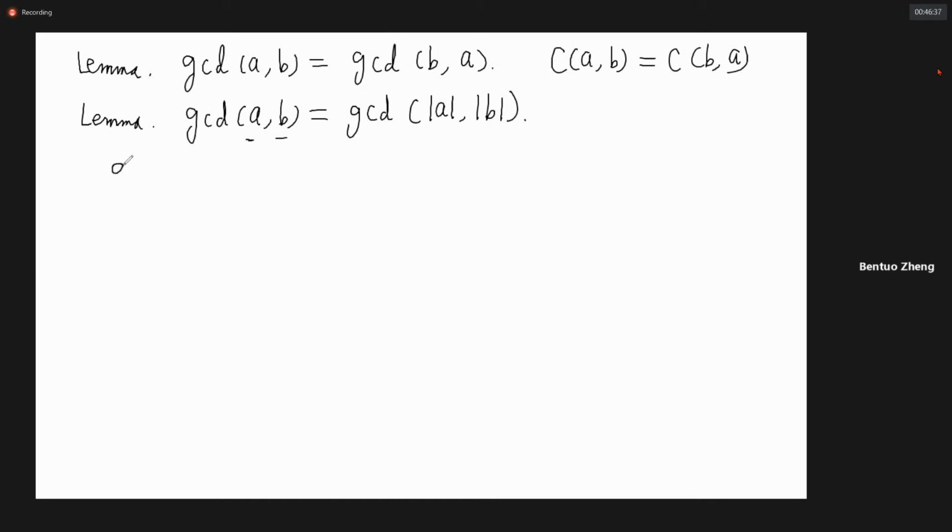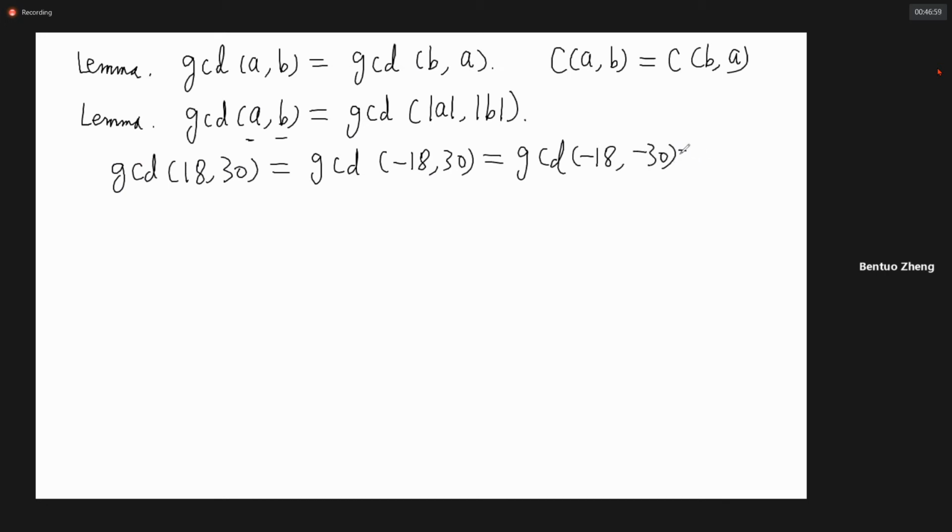For example, just now the greatest common divisor of 18, 30 is of course equal to the greatest common divisor of negative 18, 30. It's also equal to the greatest common divisor of negative 18, negative 30. It is also equal to the greatest common divisor of 18, negative 30. So you have freedom to put signs in front of the numbers. However, the greatest common divisor is always equal to 6. So this is what this lemma tells you.